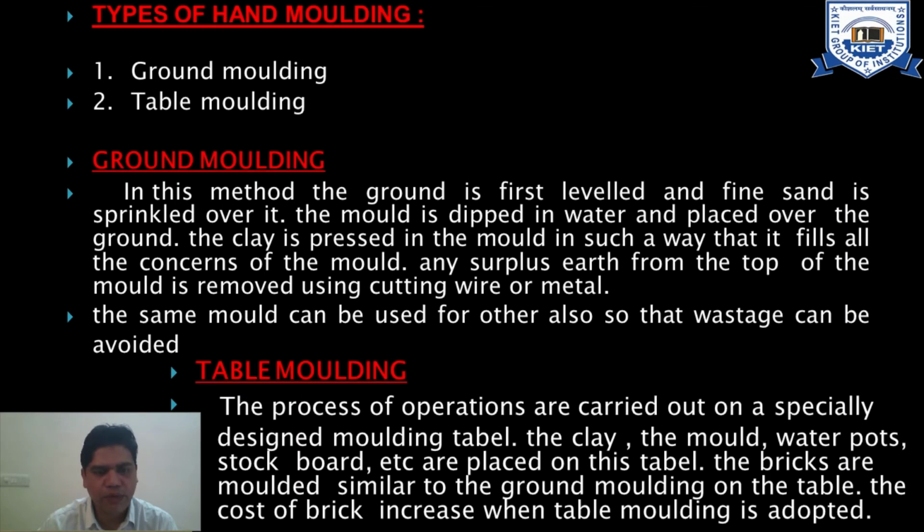Next is table molding. The operations are carried out on a specially designed molding table. The clay, the mold, water pots, stock board, etc. are placed on this table. The bricks are molded similar to ground molding, but on the table. The cost of brick increases when table molding is adopted, but the quality of the bricks obtained in table molding will be much better as compared to ground molding.